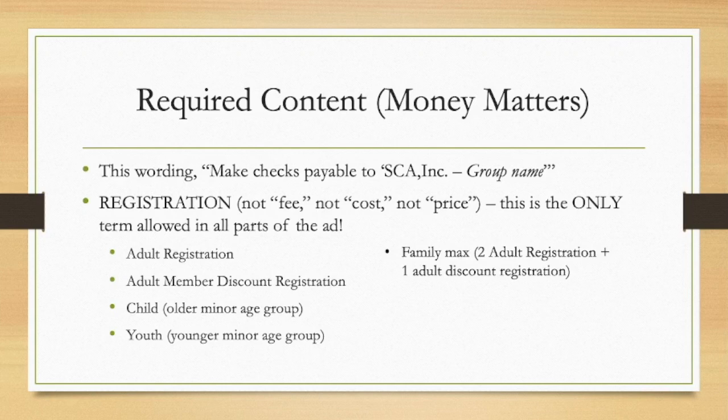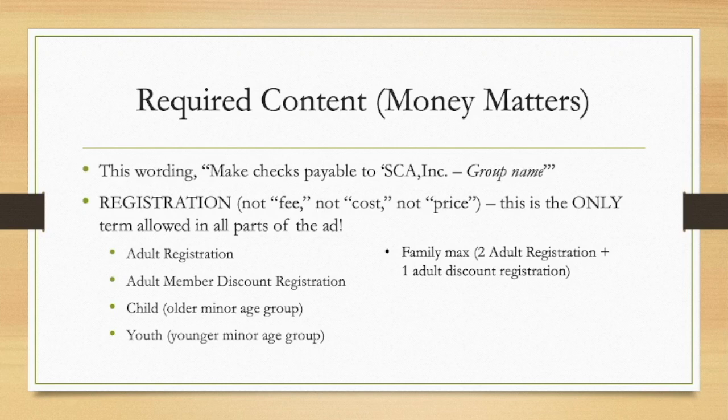Adult member discount registration is the reduced rate that people pay as members, which, remember now, the difference between adult registration and member discount registration is now $10. It used to be $5. So make sure that you've got that amount correct. Some people have registration required for minors. Some don't, but if you do have minors, you can either just say minors, so anyone 18 or under, or if you're going to do separate categories for different age groups, you use child for the older age group of minors. So if you want to do like 12 to 18, and then youth would be those younger than a particular age.